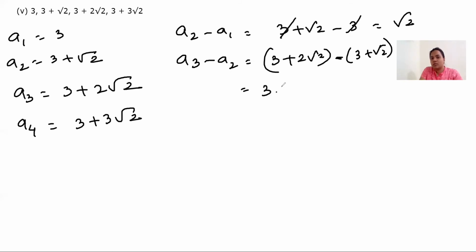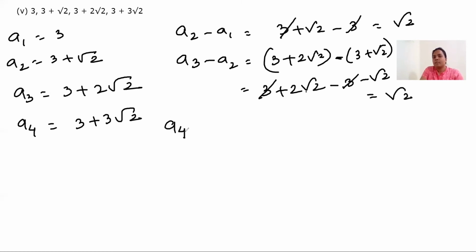So in this case, the signs will change. This will become minus 3 and this will become minus root 2. So 3 and 3 will get cancelled. 2 root 2 minus root 2 is equal to root 2. 2 root 2 and 1 root 2, so 2 minus 1 is 1, and then we write root 2.